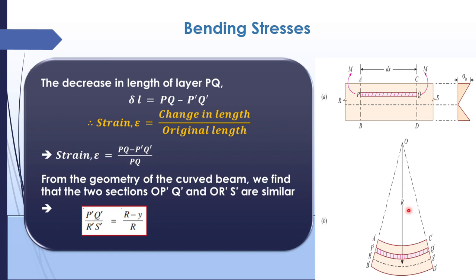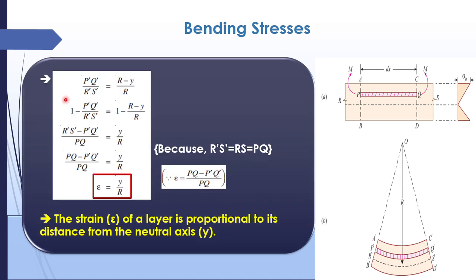So from O it is R minus Y up to this point, and from O it is R up to R dash S dash. From the theory of similar triangles you will get R minus Y by R. So P dash Q dash divided by R dash S dash is equal to R minus Y by R. When this value is subtracted from 1 on either side, we get 1 minus P dash Q dash divided by R dash S dash is equal to 1 minus (R minus Y) divided by R. Now we cross multiply this, and we'll get it like this.